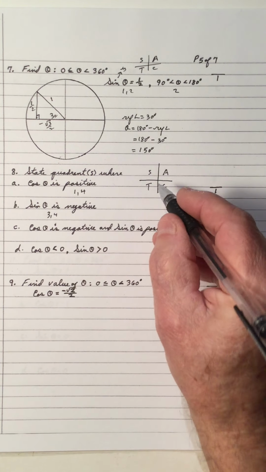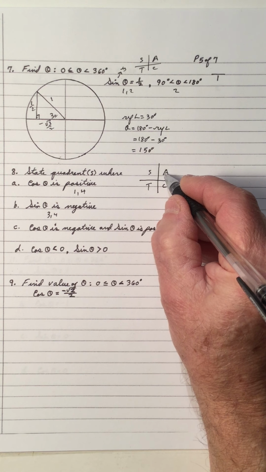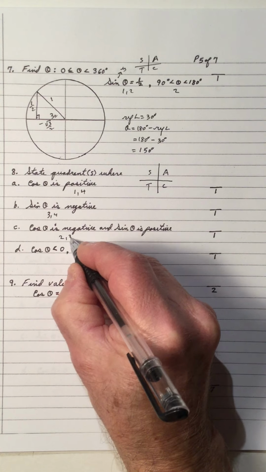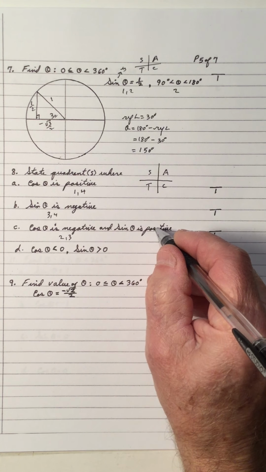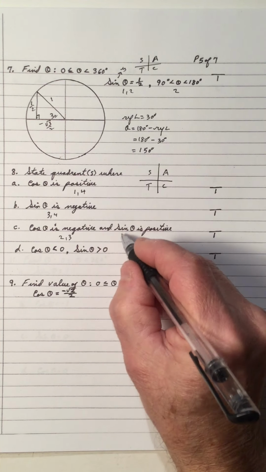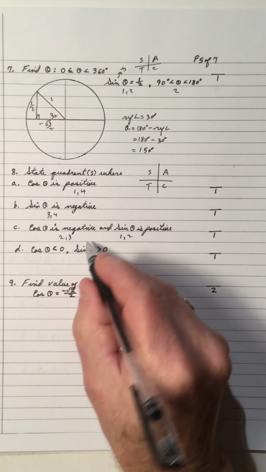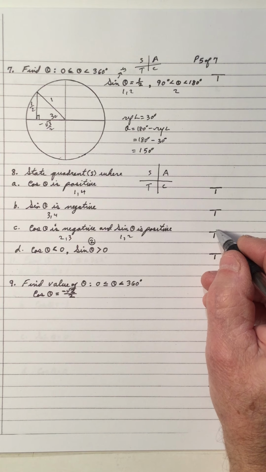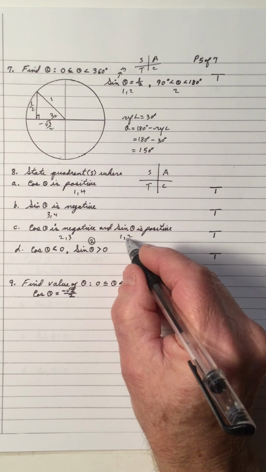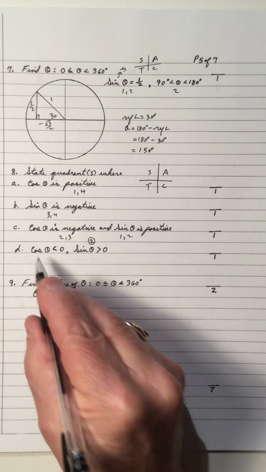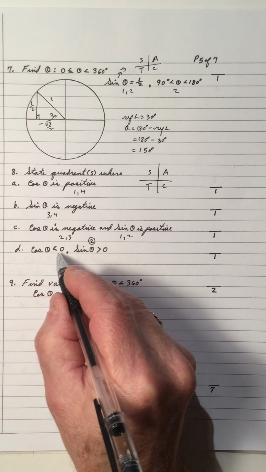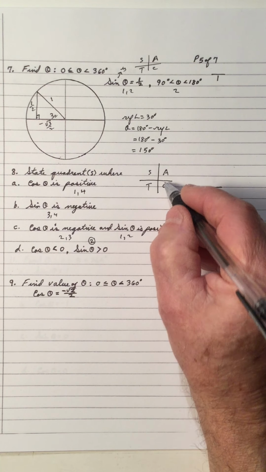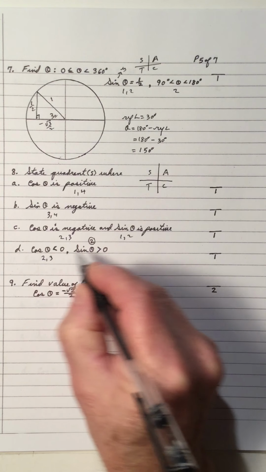Cos is negative, cos is the x, cos is positive in 1 and 4, so cos is negative in 2 and 3. Sine is positive in 1 and 2. So what number is repeated twice? 2. So the answer is 2. If you have 2, give yourself a mark. Quadrant 2 is repeated. Cos is less than 0. That means cos is negative. Less than 0 is negative. Cos is positive in 1 and 4, so it's negative in 2 and 3.